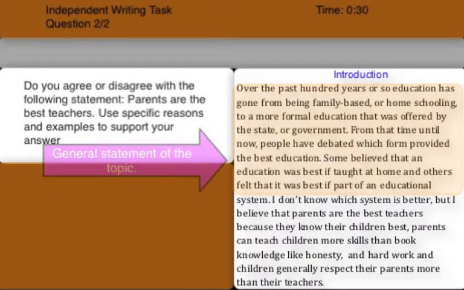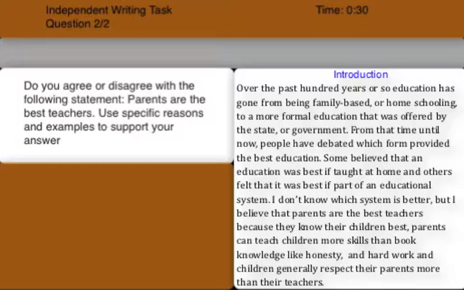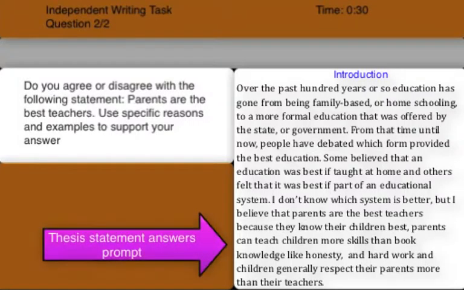topic. For example, over the past 100 years or so, education has gone from being family-based or homeschooling to a more formal education that was offered by the state or government. From that time until now, people have debated which form provided the best education. Some believed that an education was best if taught at home, and others felt that it was best if part of an educational system. I don't know which system is better, but I believe that parents are the best teachers because they know their children best.